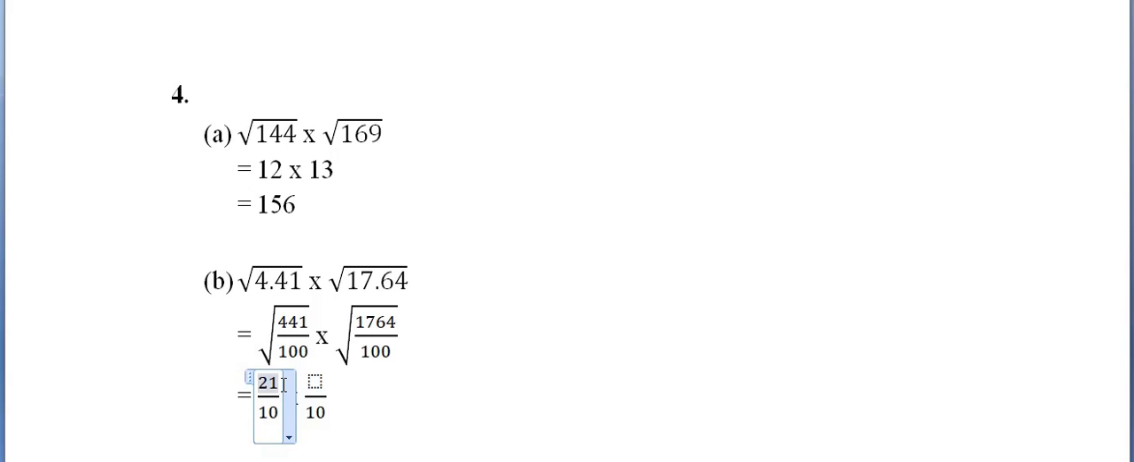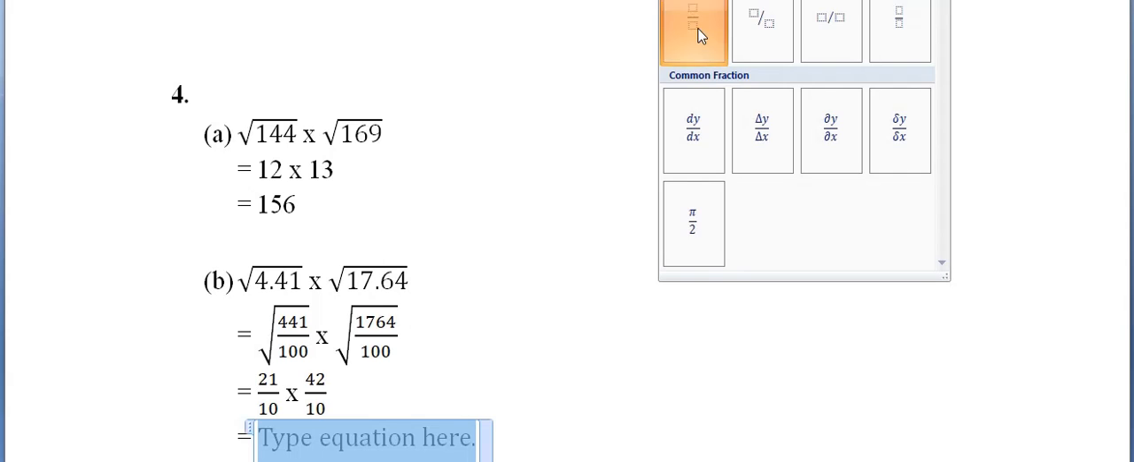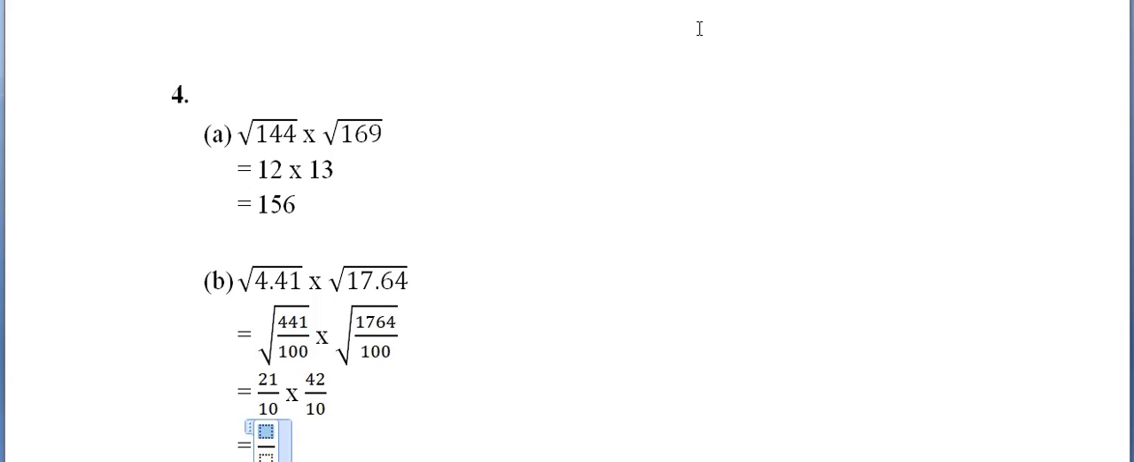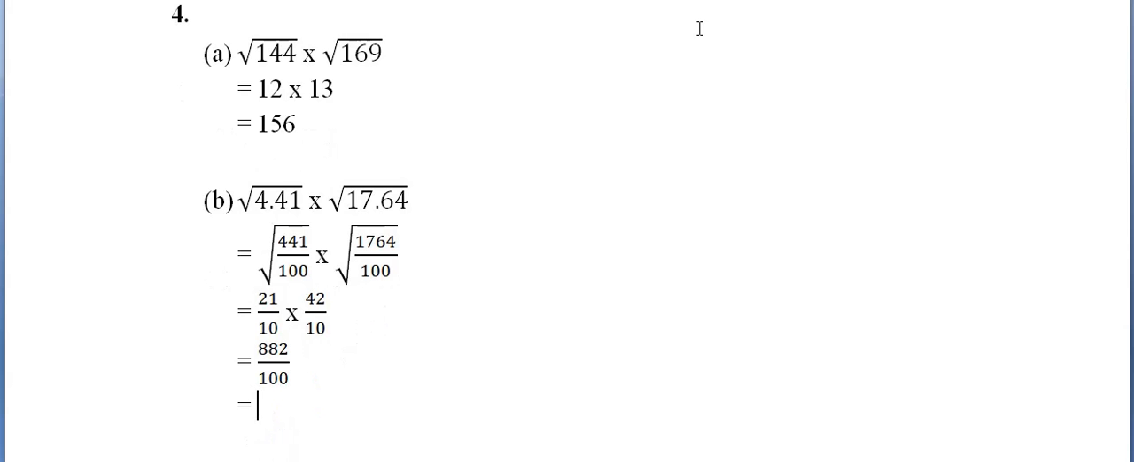Okay. And 1764, it will be 42. Okay. And the next step, what you can do is, you can simply multiply 21 and 42. Okay. You will get 882, and 10 into 10 is 100. Okay. So your answer is 8.82. So that's your answer.